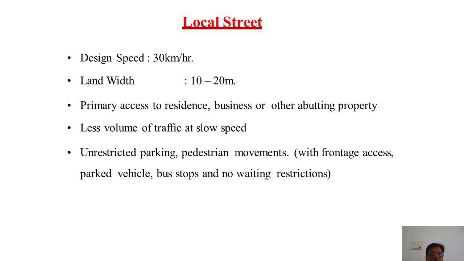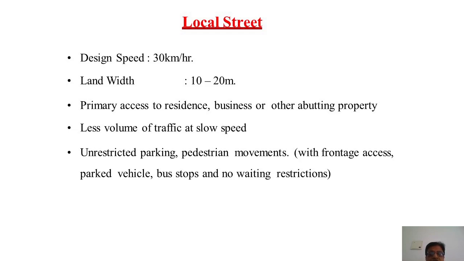Whatever road gives access to your homes, the road in front of your house, those are the local roads. Usually the design speed is 30 kmph. Land width 10 to 20 meters. Probably you can have a road width of 30 feet or 40 feet in front of your house. So it is only a small one, right? 10 to 20 meters. Primary access to residences. As I told you, it is the road which gives access to your homes, business or any other abutting property. Less volume of traffic at slow speed.